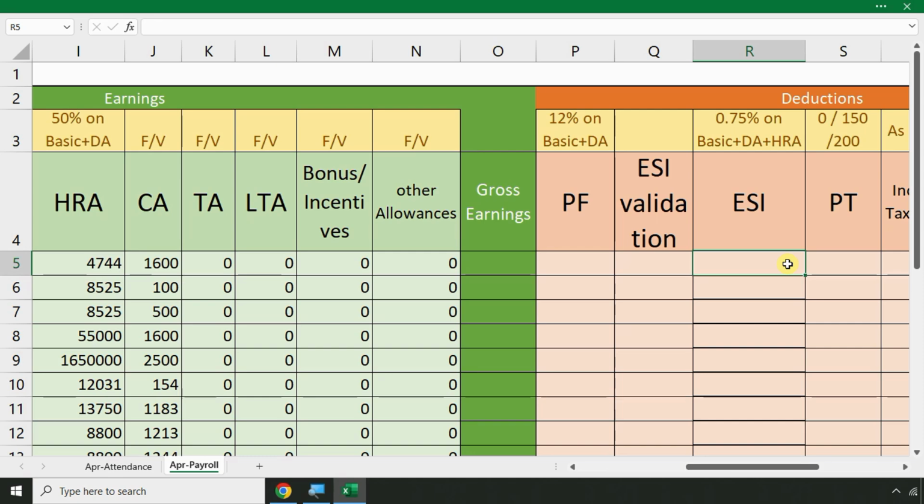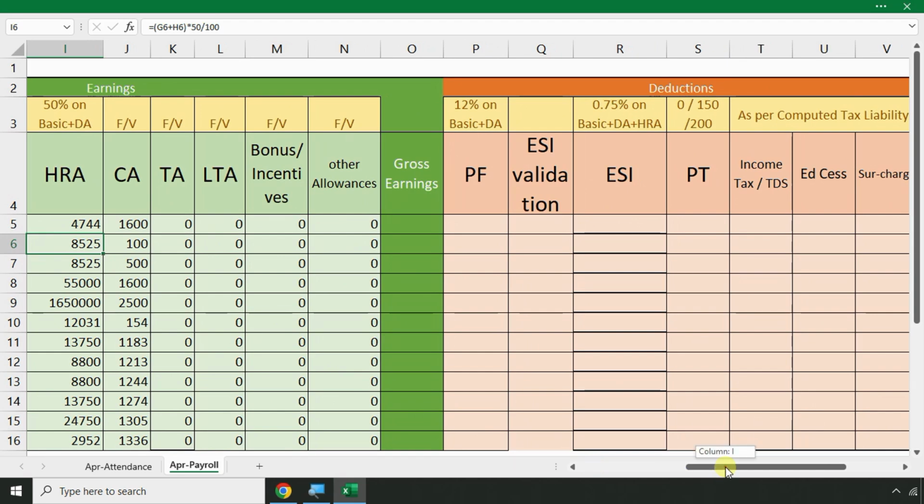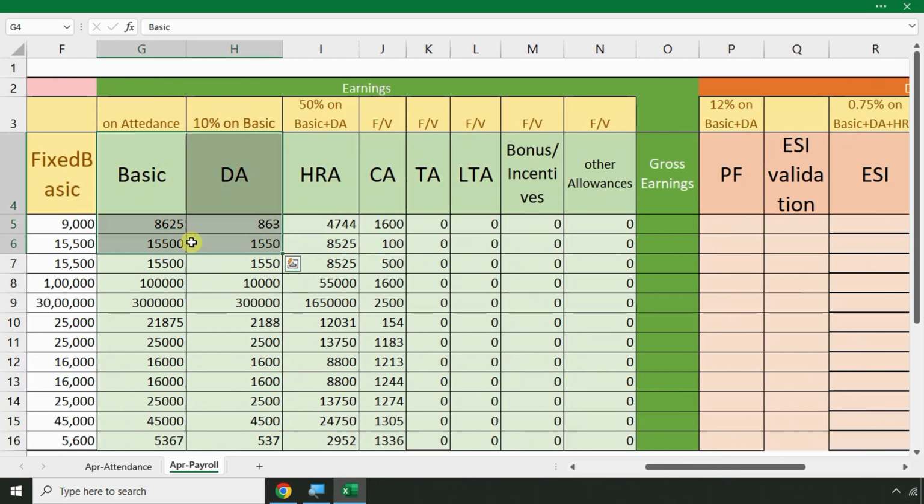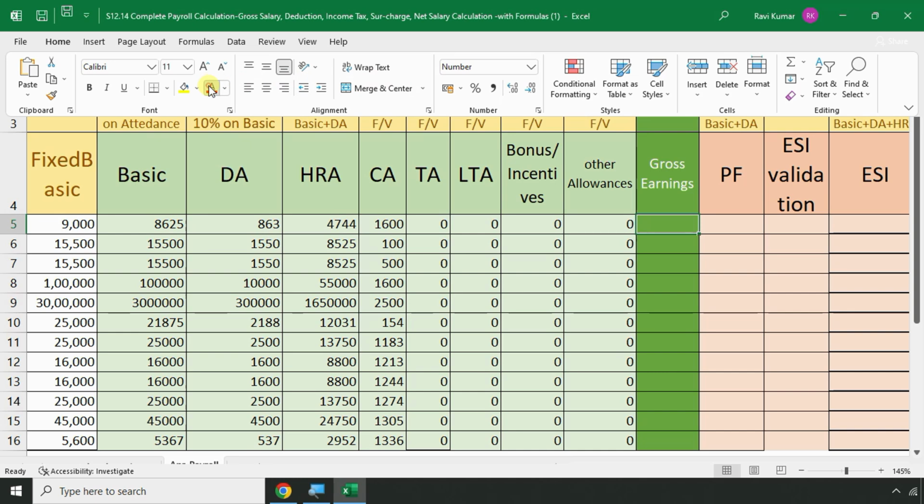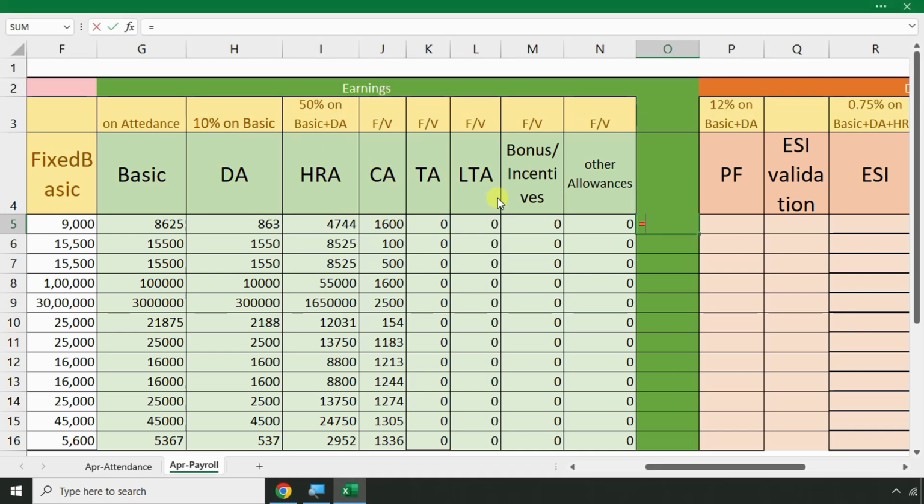You can look now in the green tabs. Whatever we have taken, all the earnings will be included in gross. I am changing the color of the cell. Gross equals sum, open bracket, from basic to other allowances. All together the gross is generated. How much gross? 15,831. Okay. So basic 8,000, altogether 15,000.